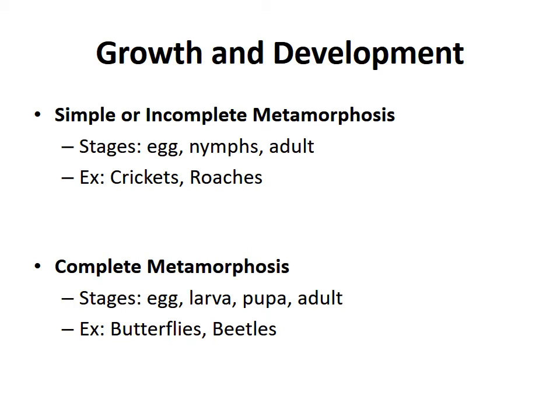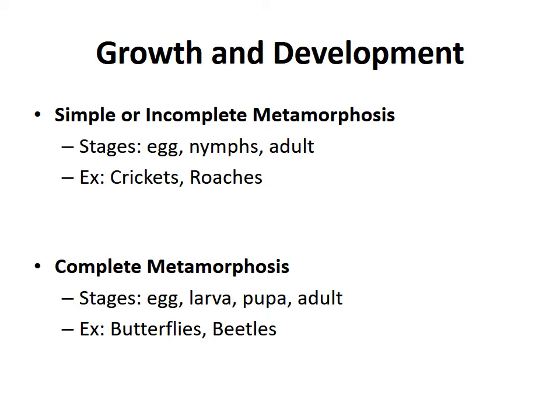The first is called simple or incomplete metamorphosis. This is when an insect hatches from the egg, and at that point it's called a nymph, which is the immature form of that insect. The nymph will feed, become larger, and molt, so it sheds its skin as it gets larger, and then eventually becomes an adult. So the immature insect looks very similar to the adult insect. The adult, of course, is larger.